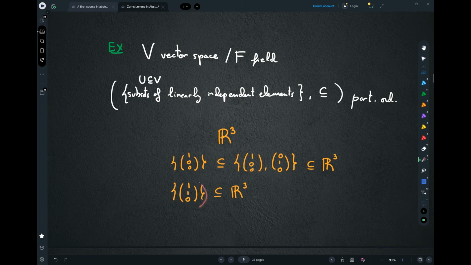This is another set consisting of just one element. One non-zero vector is always linearly independent, so this is one of those subsets. But this one is not contained in this one, and this set is not contained in that one. So it is also a truly partially ordered set. No, it is not totally ordered.